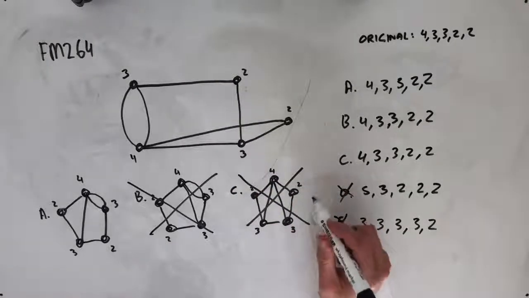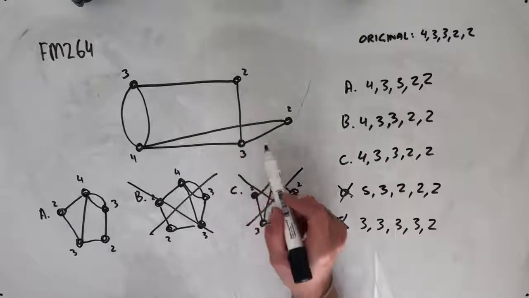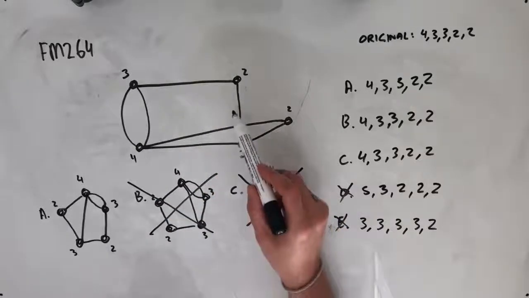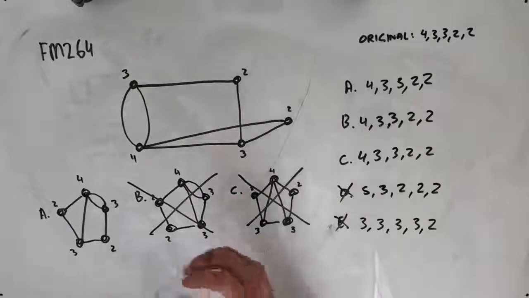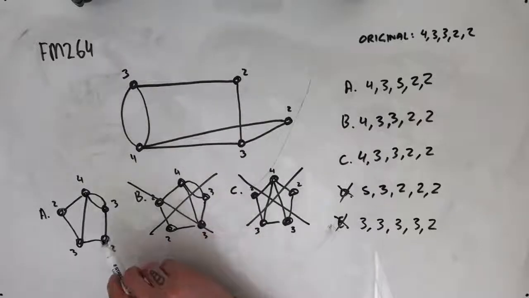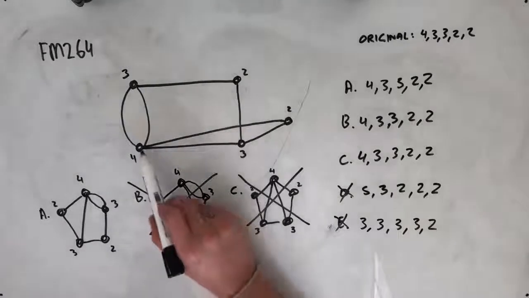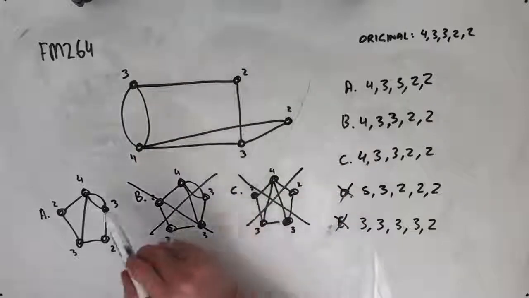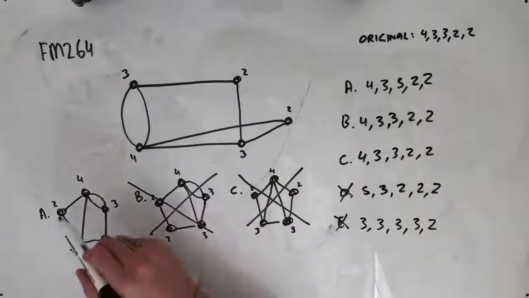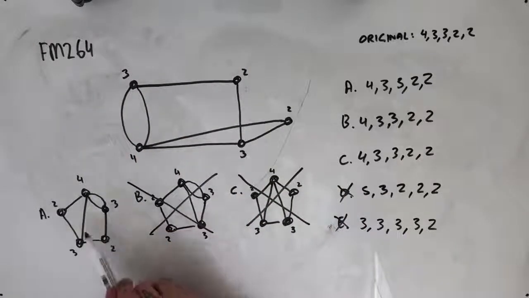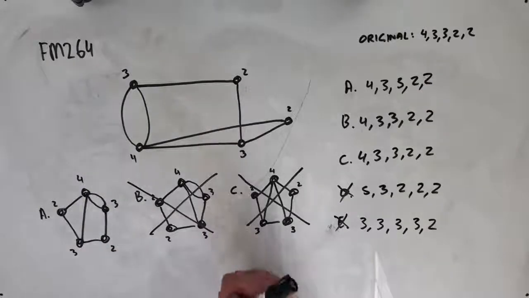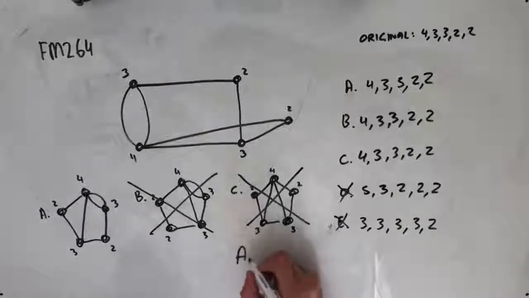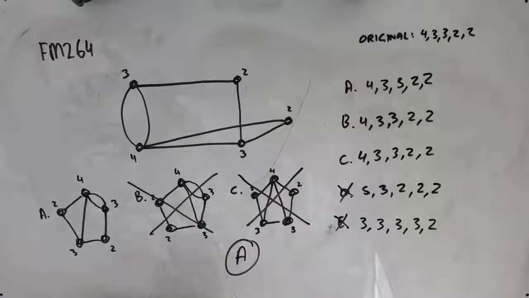If you were to compare each of the vertices and how they connect from our original graph to option A, you would see that we have the same connections forming. For example, this 4 connecting to a 3 and a 2. This 4 here connects to a 3 and a 2. Our 2s aren't connecting to one another. Option A is our correct answer for FM264.